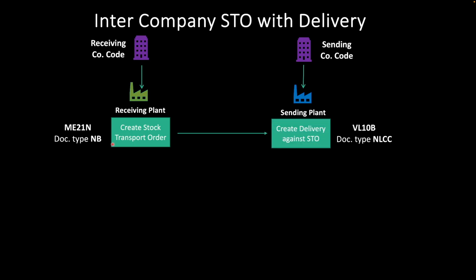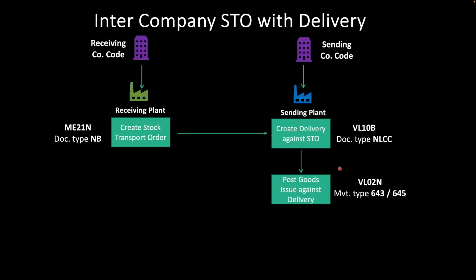Now in the next step, the sending plant will create the delivery against this stock transport order. The T code will be VL10B, but the delivery type will be NLCC. That is, the delivery document type will be NLCC. In case of intra-company code stock transfer, the delivery document type was NL, but here the delivery document type will be NLCC.